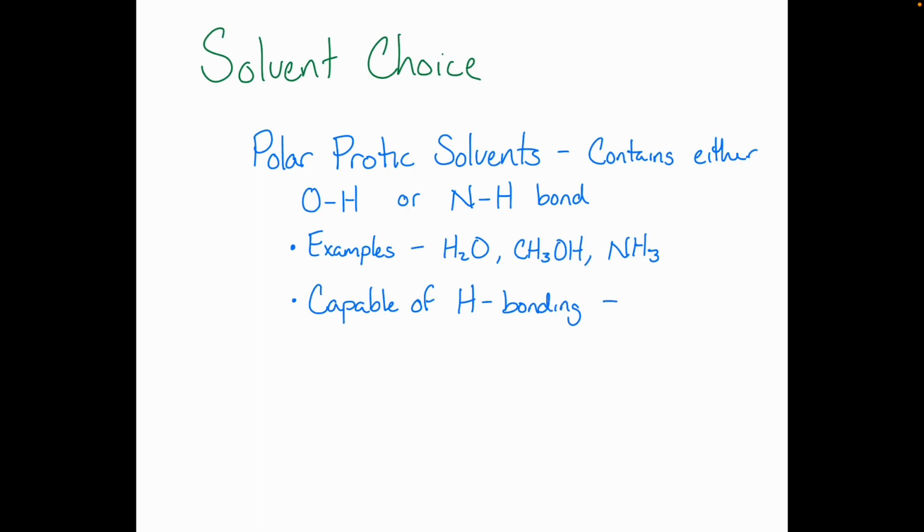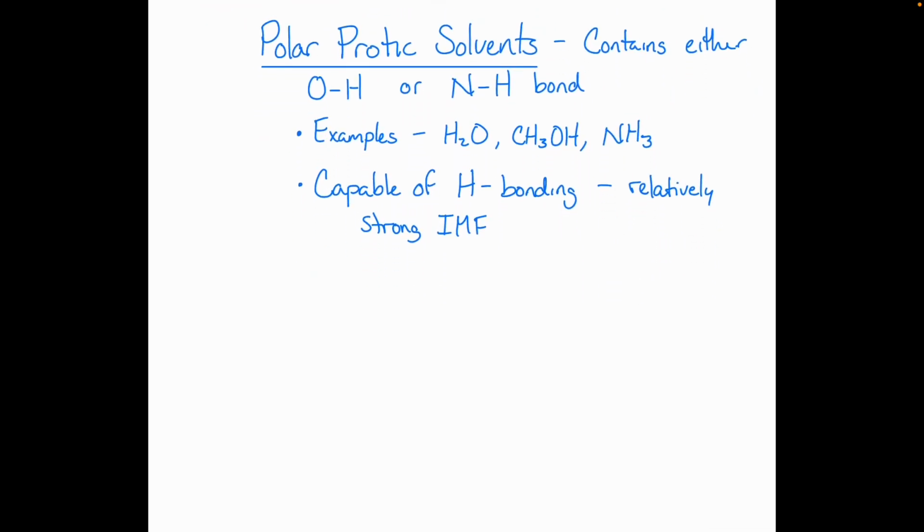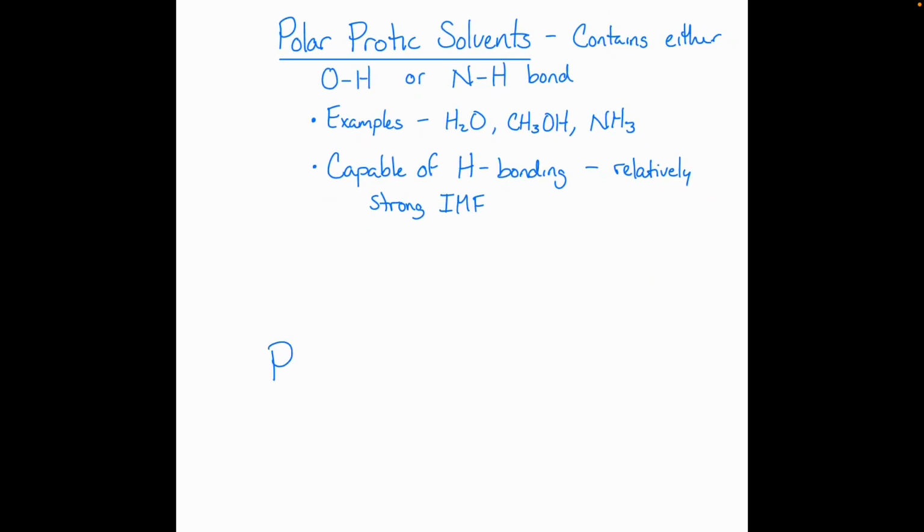And is hydrogen bonding a strong or a weak type of intermolecular interaction? It's on the stronger end of things, right? So we're going to say a relatively strong intermolecular force, IMF. All right, so that's one bin. For our solvent molecules, things that can hydrogen bond. All right, the other bin, again, it has to be polar, but these are what are called aprotic solvents.